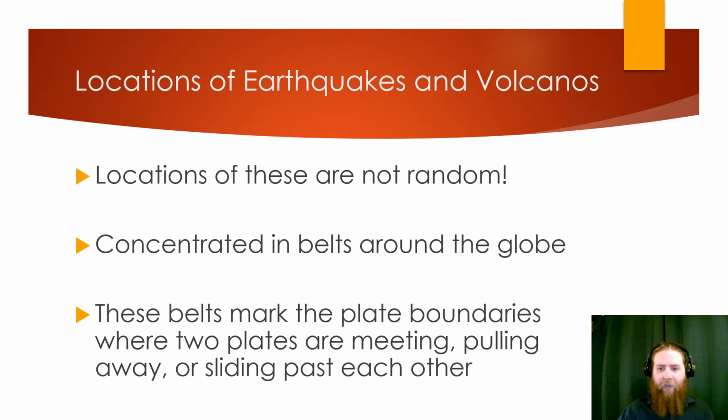The locations of earthquakes and volcanoes were evidence for continental drift and plate tectonics. The locations of earthquakes and volcanoes are not random. They are concentrated in heavy belts across the globe. These belts, we now know, mark the boundaries between plates, where two plates are meeting, where they're pulling away from each other, or where they're sliding past one another, as is the case in the San Andreas Fault over in California.